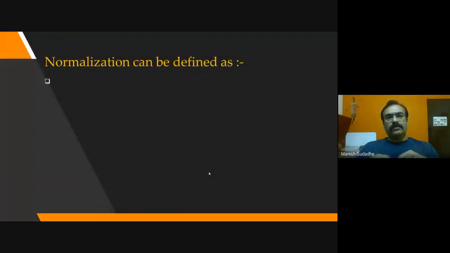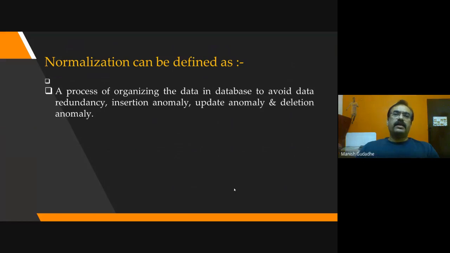But we'll start with a formal definition of normalization now, where normalization can be defined as a process of organizing the data in a database to avoid data redundancy, insertion anomaly, update anomaly, and deletion anomaly. So we need to design the data in a systematic way, in a stepwise manner, so that we are going to avoid all these things, maybe one by one or maybe at once.